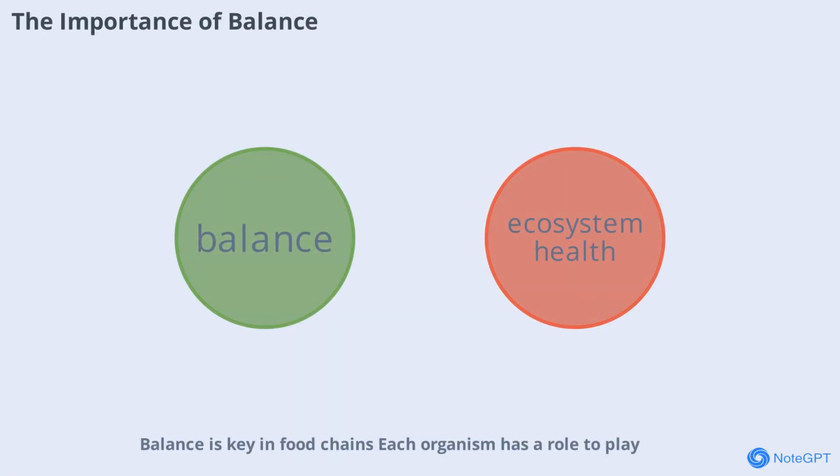Each organism has a role to play, and changes at one level can affect the whole system. Maintaining balance ensures that ecosystems remain healthy, productive, and resilient in the face of change.